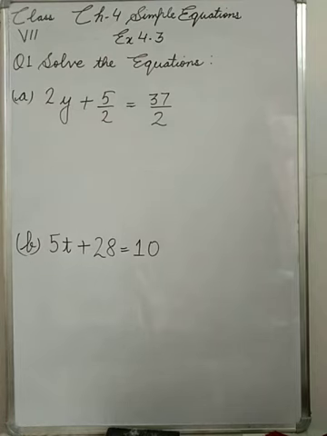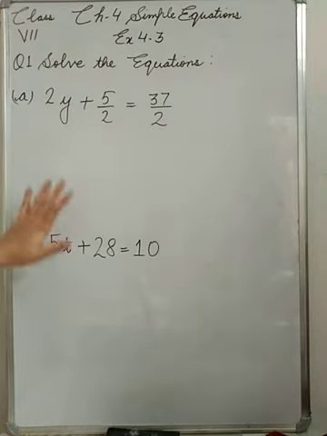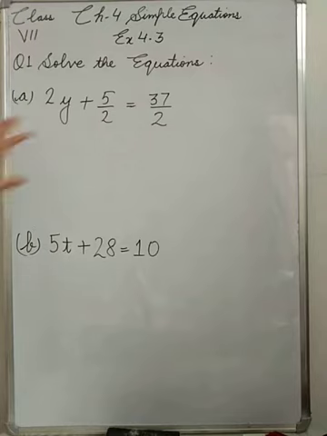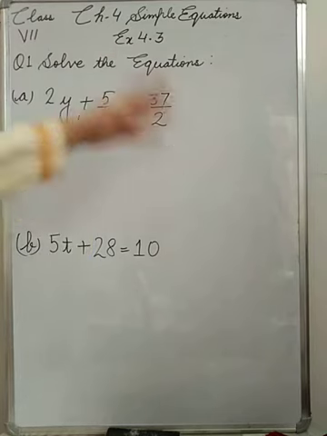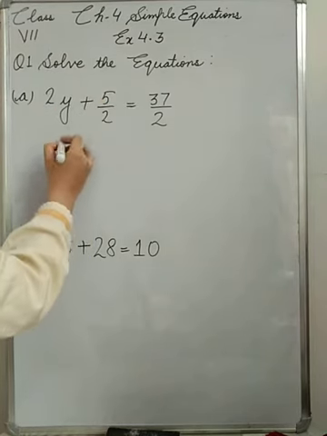Hello students, today we will do question number 1 of exercise 4.3 of your chapter simple equations. Now see, in this also you have to find the value of the variable. Here y is the variable, so move one by one. See, plus 5 by 2 is there. Firstly move this one to the other side. Okay, see what it will become.